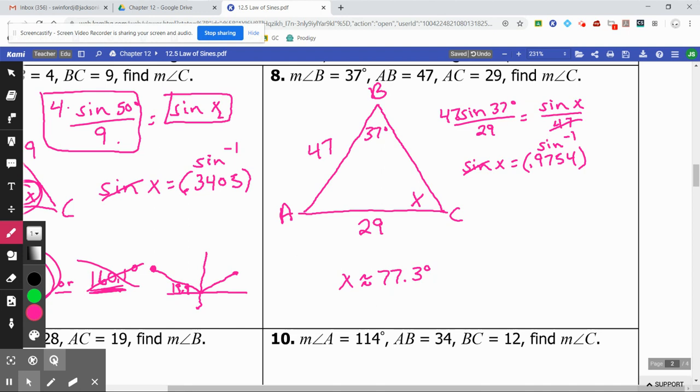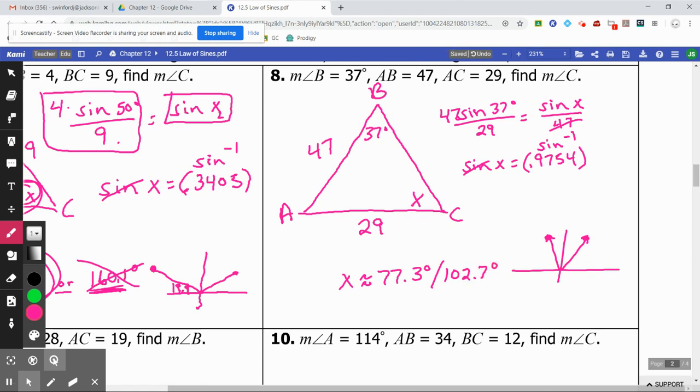But again, keep in mind, there is a second answer. 77.3 is here. Well, you've got another angle here that's going to have the exact same sine value. It's going to have the same reference angle. The way that you find that second angle, again, is just simply subtracting that from 180. And I get about 102.7 for my second angle.